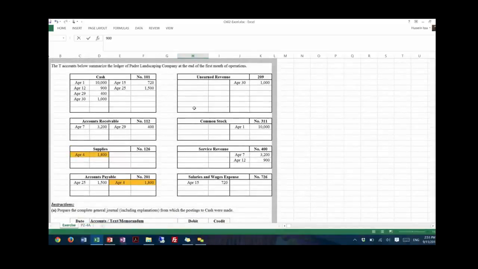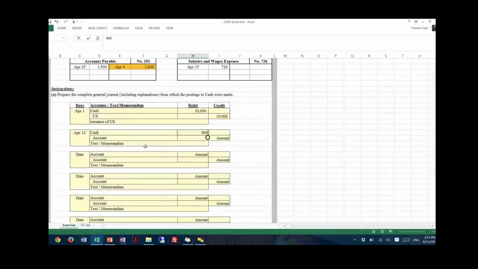Let's look at something that has April 12 and 900. Which one is it? Service revenue. So the company provided services. We have 900, also a credit, and this was providing service for cash.